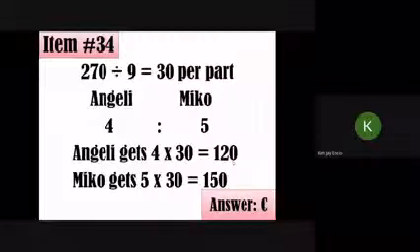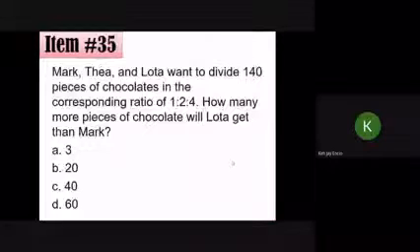Let's have number 35. Mark, Thea, and Lotta want to divide 140 pieces of chocolates in the corresponding ratio of 1:2:4. How many more pieces of chocolate will Lotta get than Mark? 3, 20, 40, or 60?